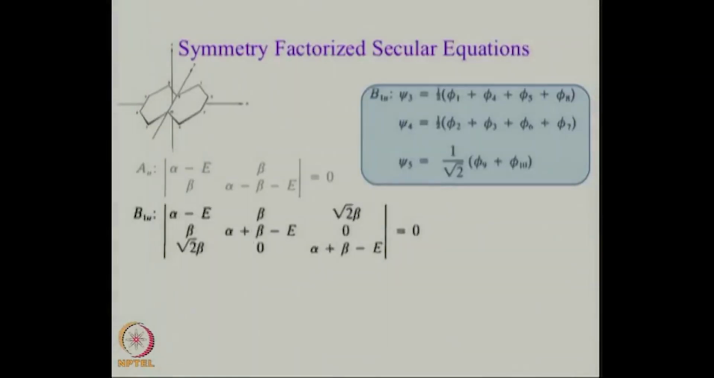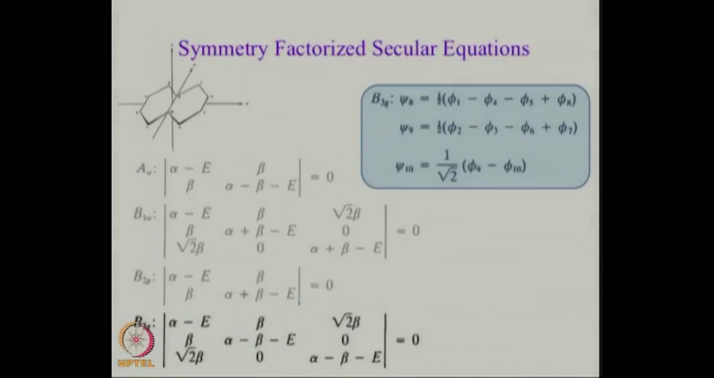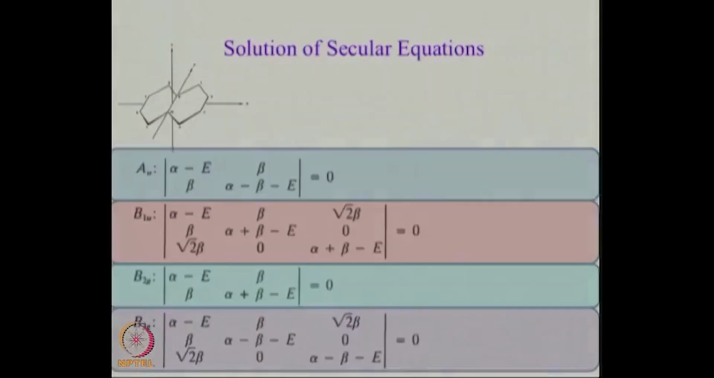Another determinant in terms of alpha, beta and D. Similarly, you can do the same thing for B2G and for B3G. All right. You got the determinant. What is the next step? Solve the equation and get the values of E.